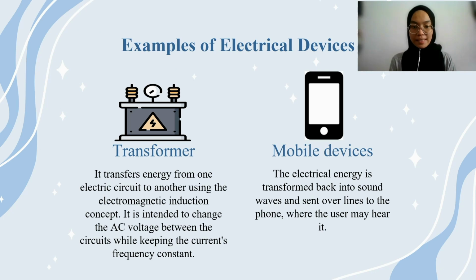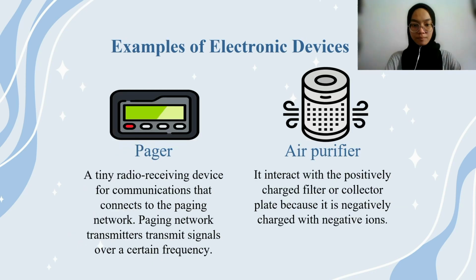Examples of electrical devices. There are two types of electrical devices, which are transformer and mobile devices. Transformer: it transfers energy from one electric circuit to another circuit, using the electromagnetic induction concept. It is intended to change the AC voltage between the circuits while keeping the current's frequency constant. For mobile devices, the electrical energy is transformed back into sound waves and sent over lines to the phone, where the user may hear it.